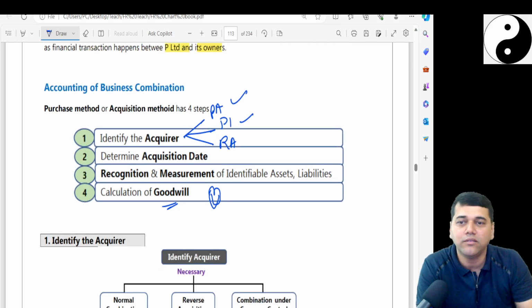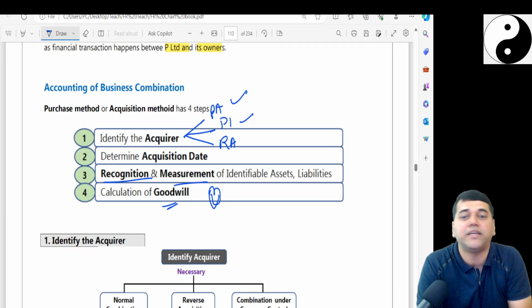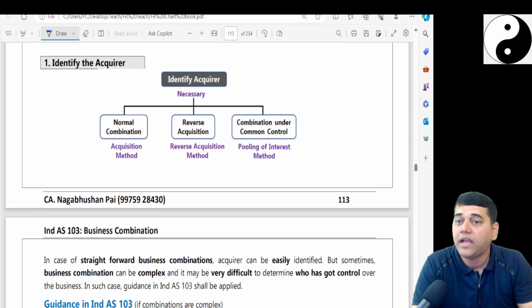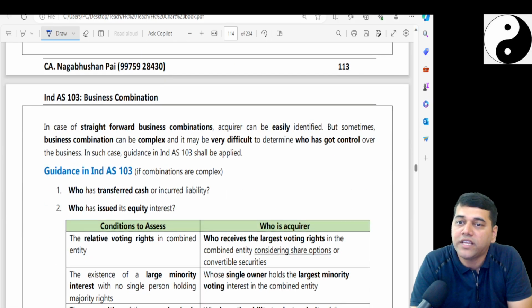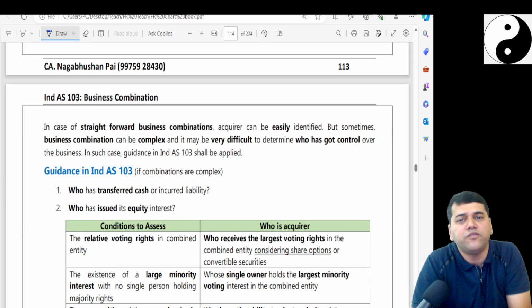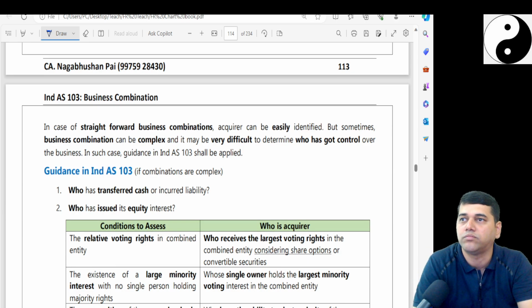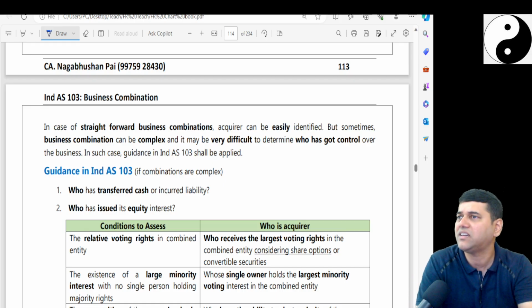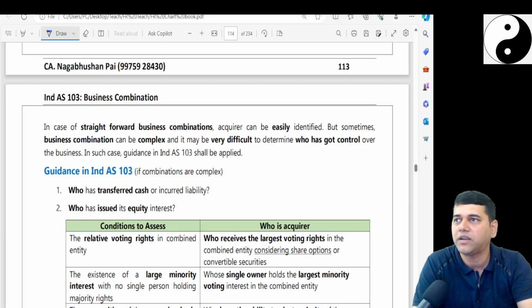Okay, but then recognition and measurement. Some theory we have to understand, principles, and then we have to understand the calculation of goodwill. So we'll come to this first. The acquirer can have a normal acquisition, reverse acquisition or pooling of interest method. In case of a straightforward combination, it is very easily identified who is acquiring whom. Like Walmart acquired Flipkart. Very clear. Walmart is the acquirer, Flipkart is the acquiree.